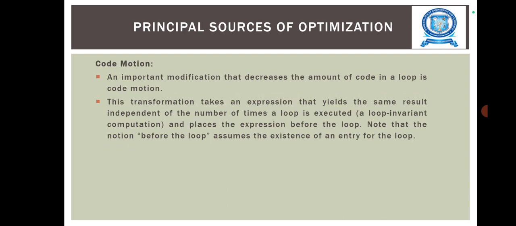Code motion. An important modification that decreases the amount of code in a loop is code motion. This transformation takes an expression that yields the same result independent of the number of times a loop is executed, a loop-invariant computation, and places the expression before the loop. Note that the notion of before the loop assumes the existence of an entry for the loop.